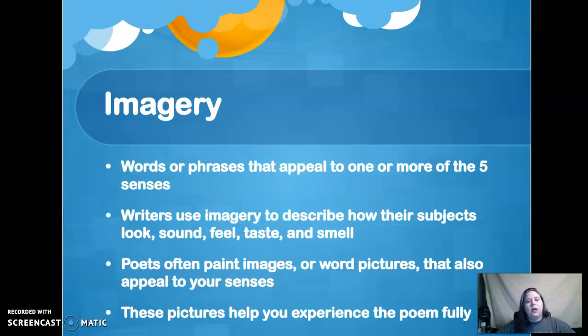Imagery. This is the big one. With imagery, remember we're painting a picture using our five senses. The words or phrases appeal to one or more of the five senses. Poets use imagery to describe how their subjects look, sound, feel, taste, and smell. The pictures help you experience the poem fully. The biggest thing about imagery is that it's not saying directly something like, I saw the blue dog. No, it's using other words to describe that dog and to help you see that picture.